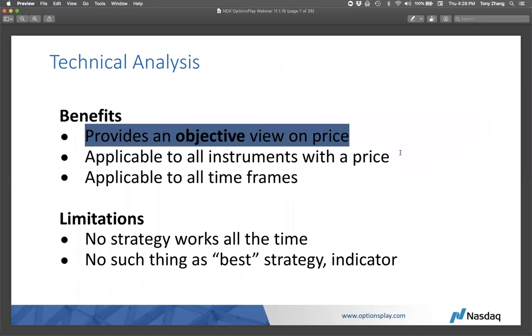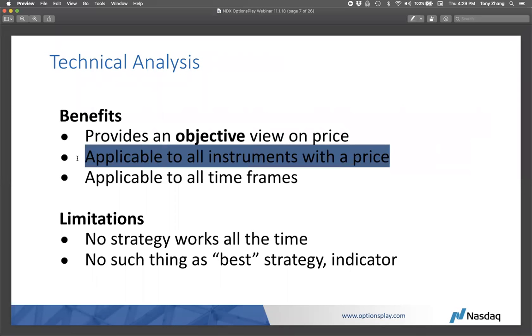Second part is that it's applicable to all instruments with a price. This goes back to my point about if you're a fundamental analyst, you can't apply that to other markets. Technical analysis, you can apply to all different markets. And for those of you that are traders, you know that just studying one market many times is not enough. You have to look at other markets, or at least be aware of what's going on in other markets. If you're an equities trader, you should probably be aware of what's going on with interest rates or in the fixed income markets.